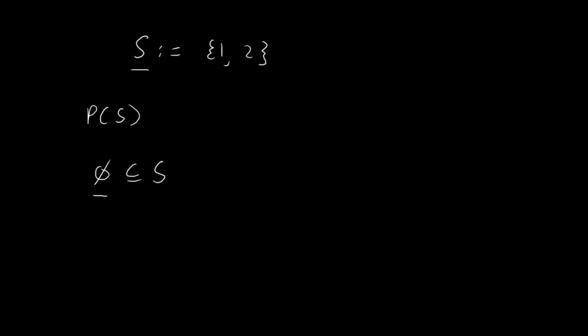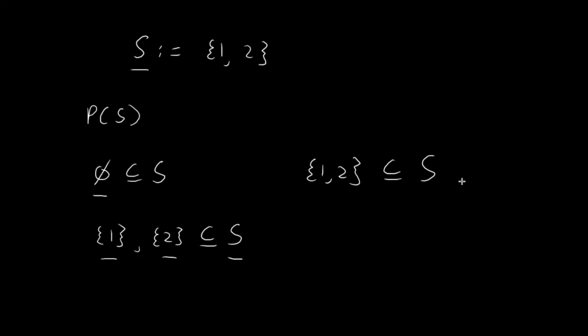So we found one subset of S, which is the empty set. Also, we know that the set consisting of the number 1 and the set consisting of the number 2, both of these sets are subsets of S. So you can just apply the definition of a subset to verify that these two sets are indeed subsets of S. And also finally, we know that S itself is also a subset of itself. So this once again comes from the definition of a subset. So we know that the set consisting of the numbers 1, 2 is itself also a subset of S. And so there we have it. These are the subsets of S.